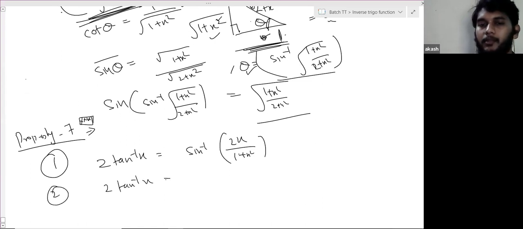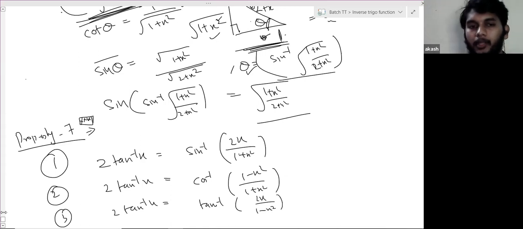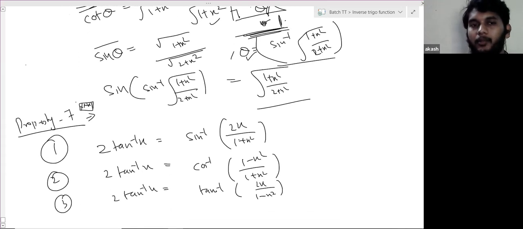2 tan inverse x is equal to cos inverse (1 minus x square) upon (1 plus x square). Instead of 2 tan inverse x, we can write tan inverse 2x upon 1 minus x square. Please note it down. Please star mark this also, or whatever you do to note it down.